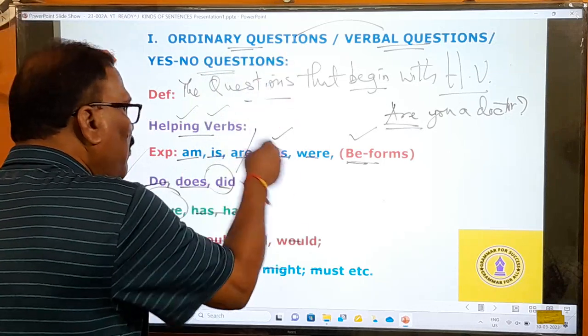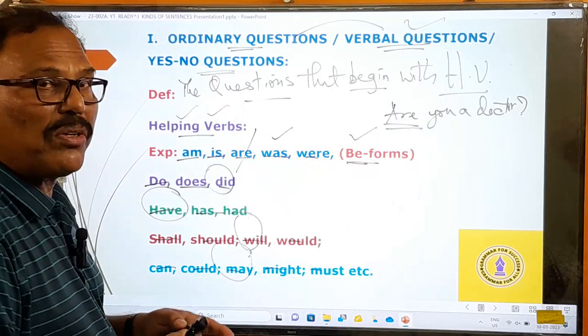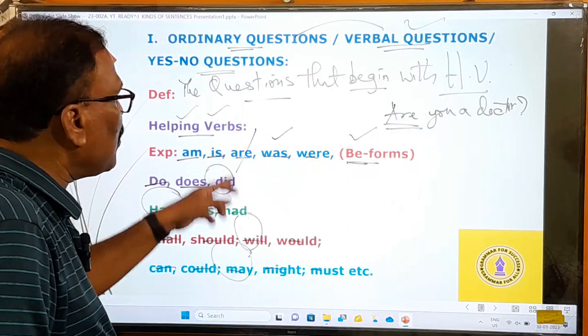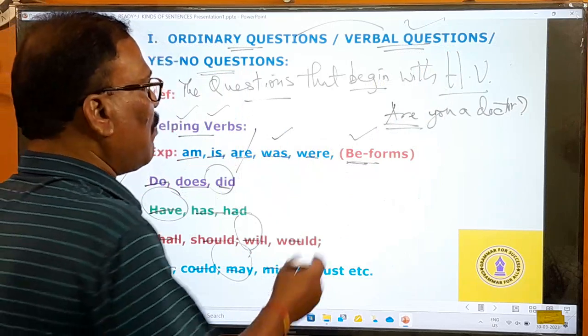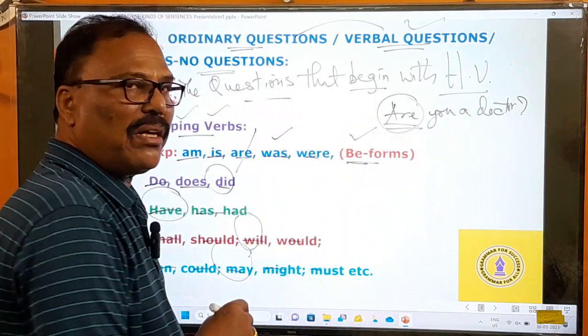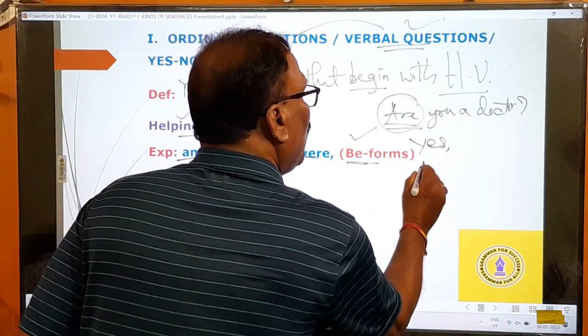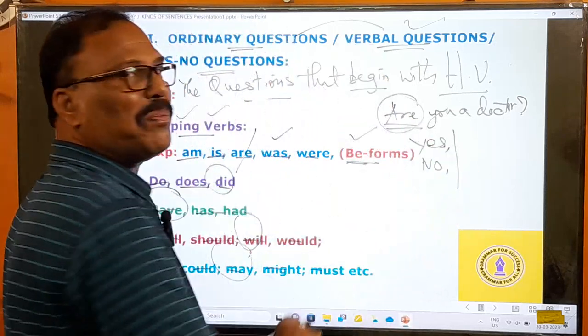Since they are all helping verbs, they are also called verbal questions. And one more important thing, the answer to these questions is either yes or no. For example, are you a doctor? This question is beginning with a helping verb. What can be the answer to this? Either yes or no. Only two answers will be there.